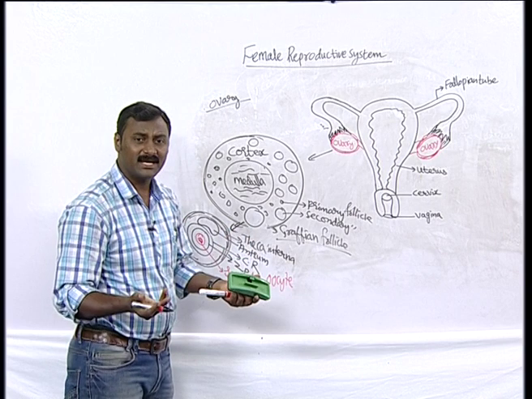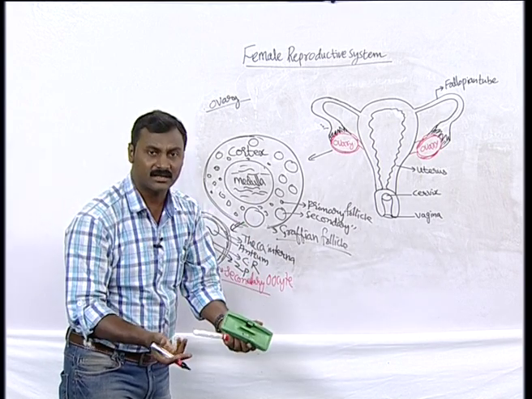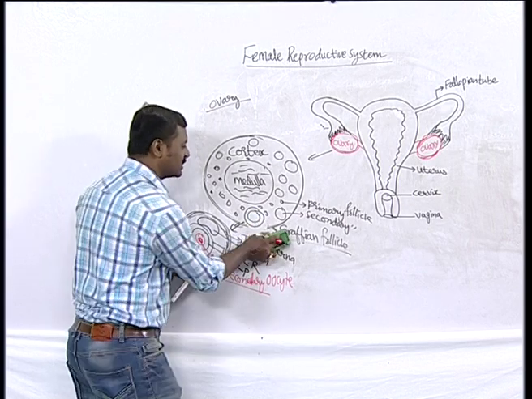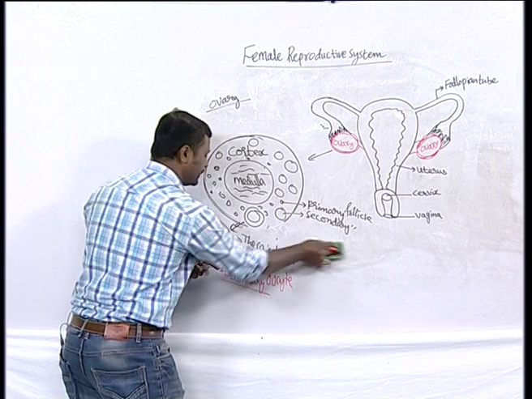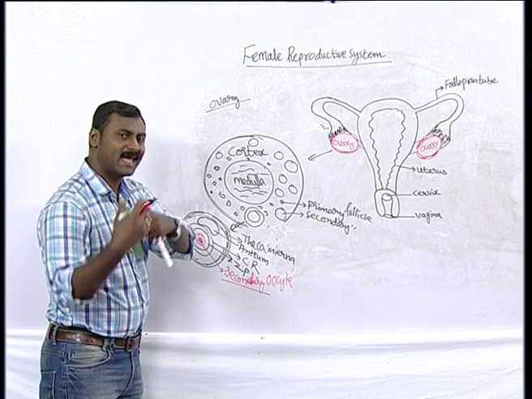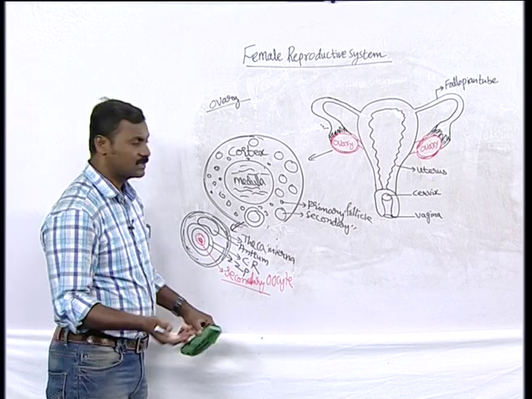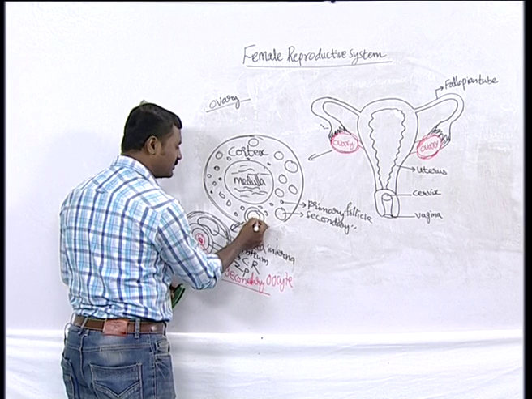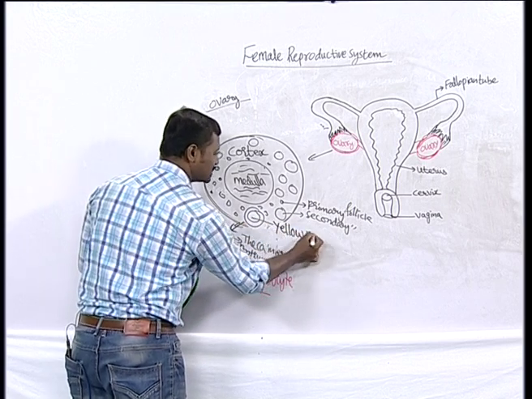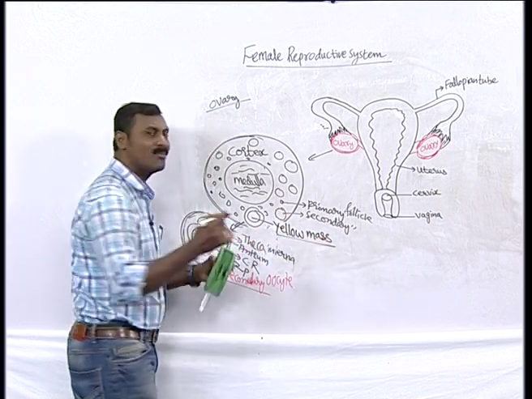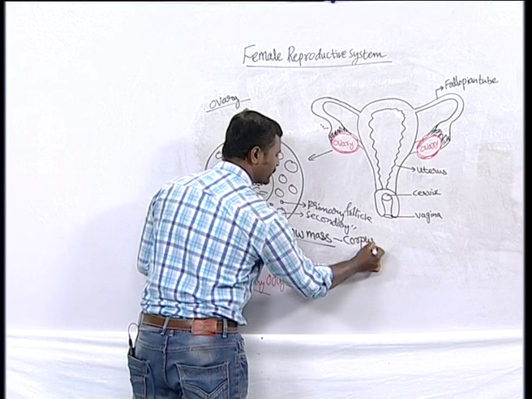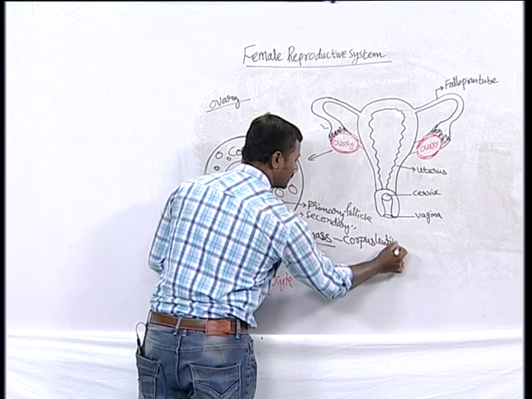Why does it become empty? Because after ovulation, this Graafian follicle is called an empty follicle. The fully developed secondary oocyte along with corona radiata and zona pellucida came out. That is called ovulation. So after ovulation, what happens? This empty follicle is going to turn into a yellow mass. That yellow mass is nothing but corpus luteum.